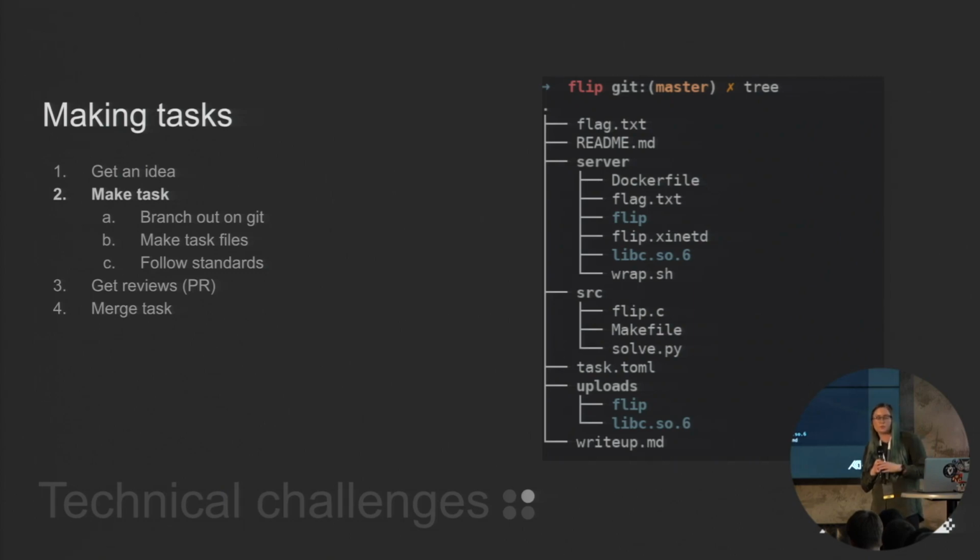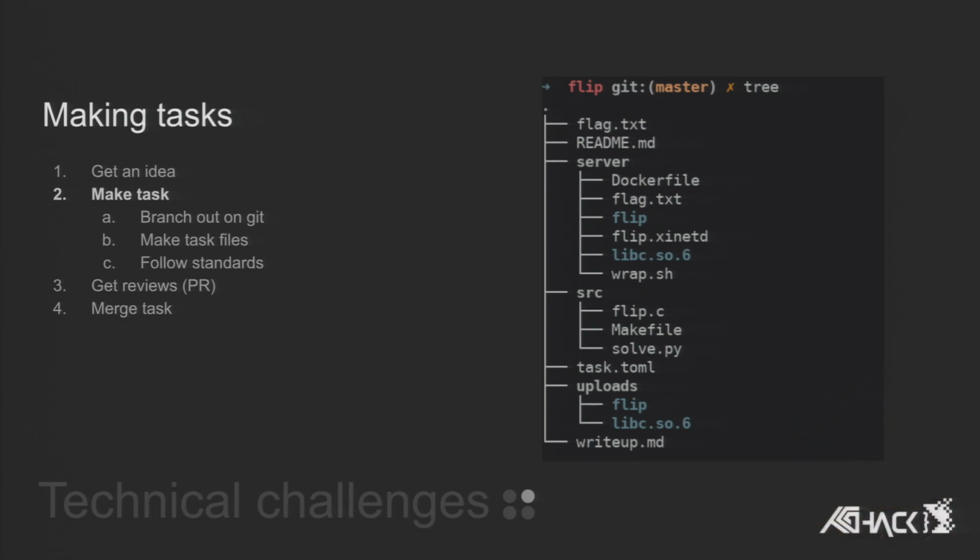The next part is to really make the task. We have these folder structures that have to be followed. This is one example of a task that has to be hosted on a server. So this is a PWN task called flip. Each task has its root folder inside the category folder.